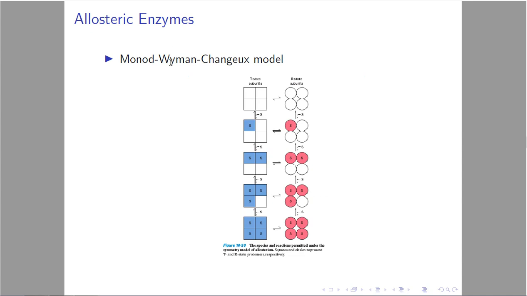So, the Monod-Wyman-Changeux model. We have the T state and the R state enzyme, meaning that the enzyme can be in two states, and there are 4 binding sites. In the T state, binding goes one by one, and this also goes one by one, but the T state can also become the R state, moving to the R state.